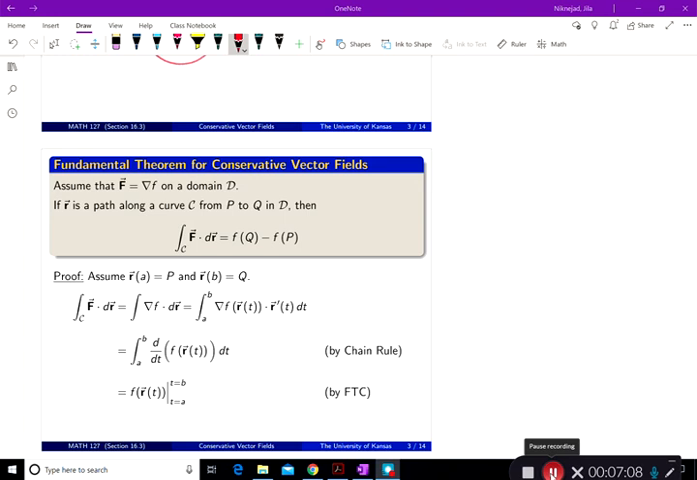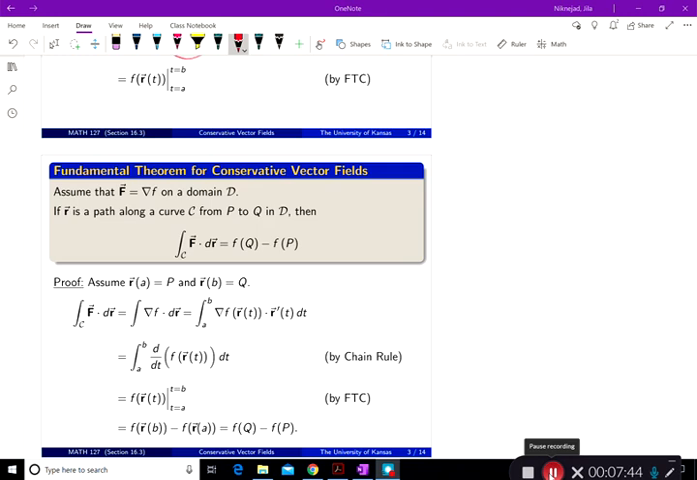by the fundamental theorem of calculus, basically the antiderivative of the derivative. By the fundamental theorem of calculus, I end up with the antiderivative evaluated at b minus the antiderivative evaluated at a, and so that's what we get next.